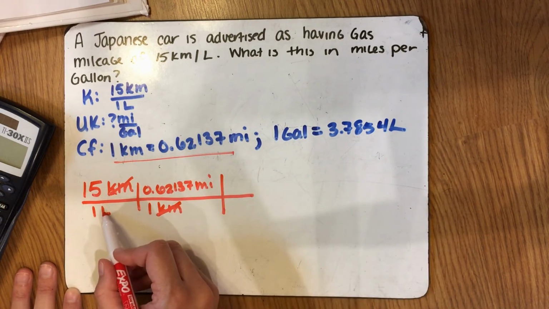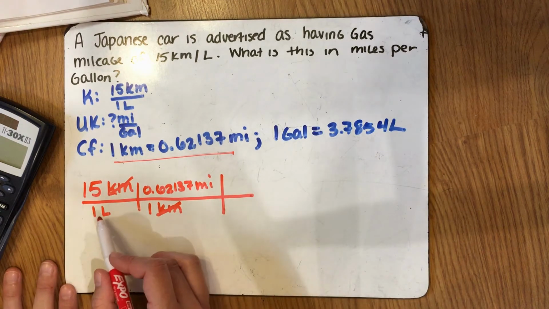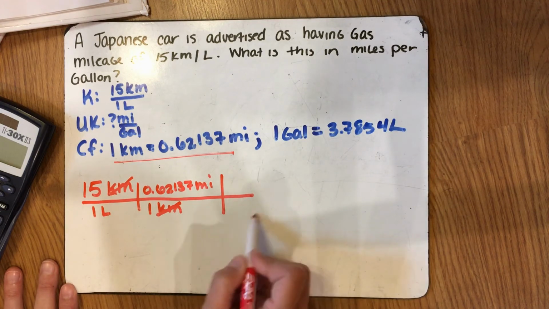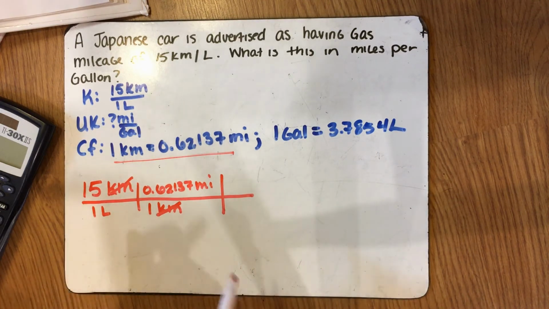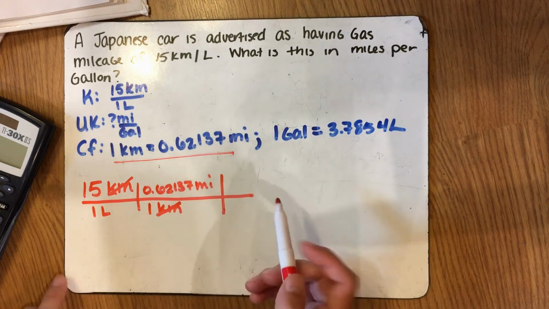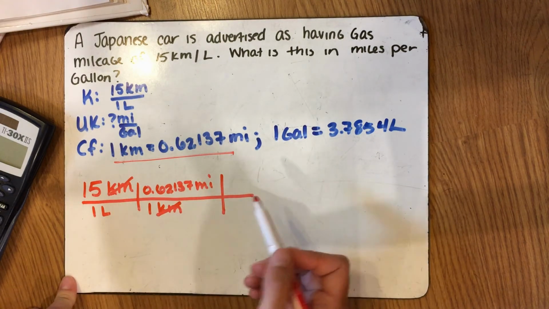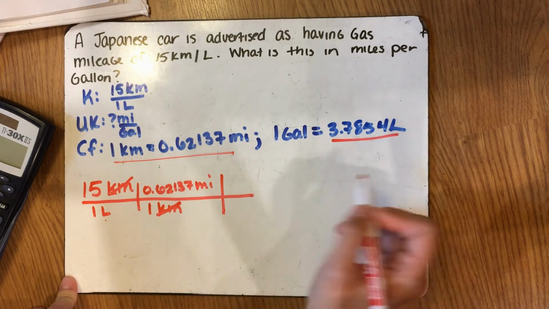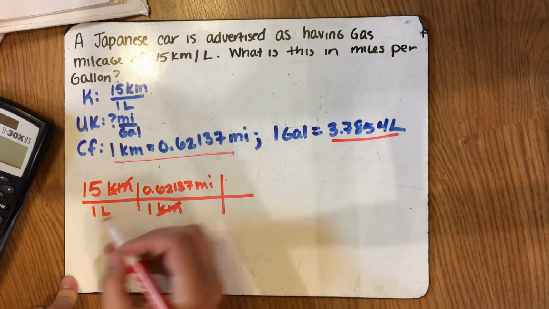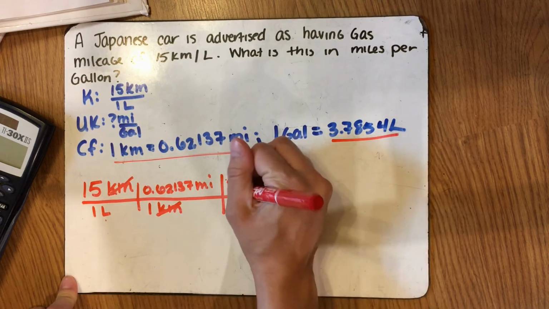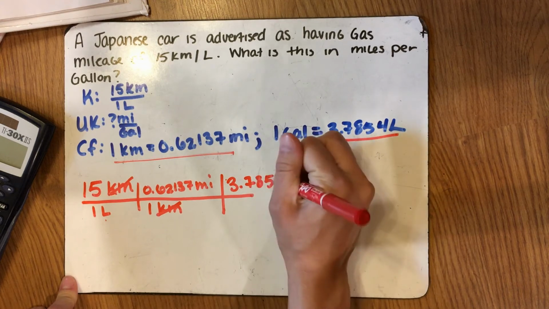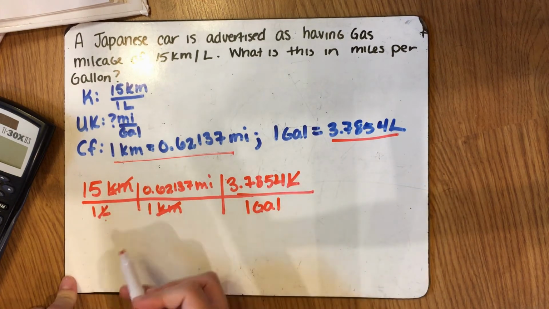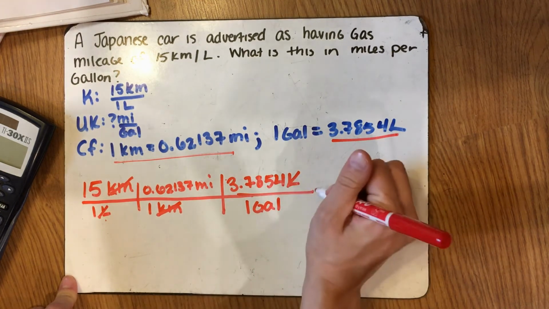Next, I need to change liters to gallons. The tricky part here is that I want my unit to be on the bottom. So I want gallons to become the bottom unit. So it's a little bit of a reverse from what we normally do in a unit conversion. But it's still the same idea where I'm trying to cancel out the unit. So I want to get rid of liters this time. So my liters are going to be on the top because here they're on the bottom. That cancels out liters and leaves gallons on the bottom.